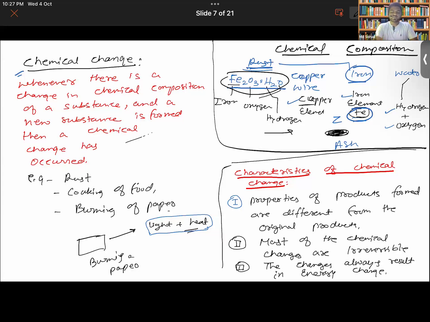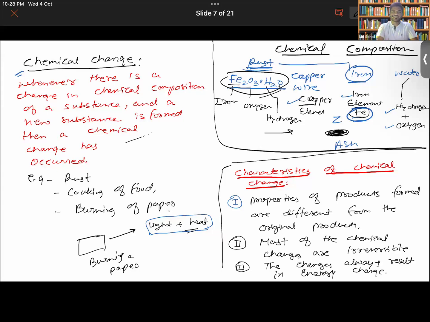I'm naming some of the changes. You have to classify whether they are chemical change or physical change. Okay, now, breaking of glass. Will it be a physical change or chemical change? Physical. Keep writing. आप लिखते भी रहो.